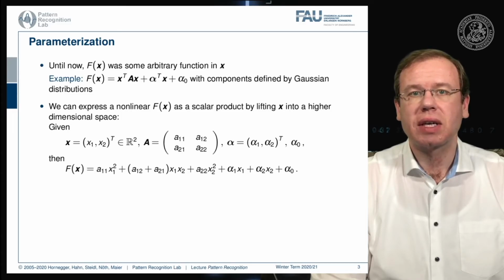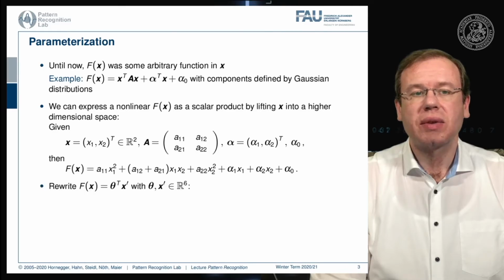So we know x is a vector consisting of x1 and x2. A can be written down in terms of the individual components, and the same is also true for alpha. And if you look at the component-wise notation, you see that f of x can be written out in components, and we observe that the components that we have in there are linear. So all the components of A and alpha are linear in this equation, and the x's appear in quadratic and linear terms.